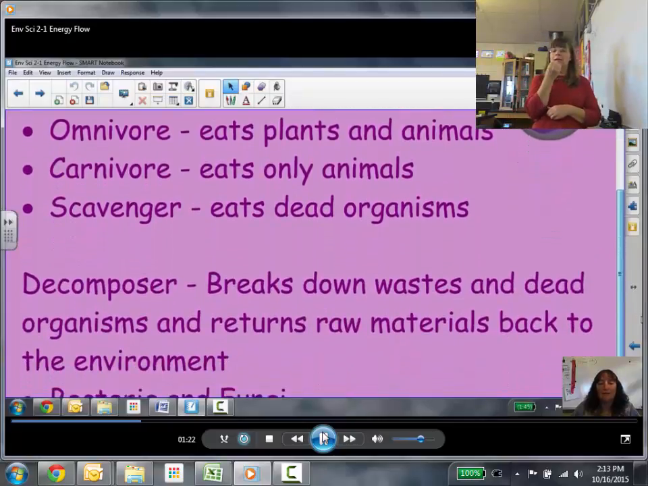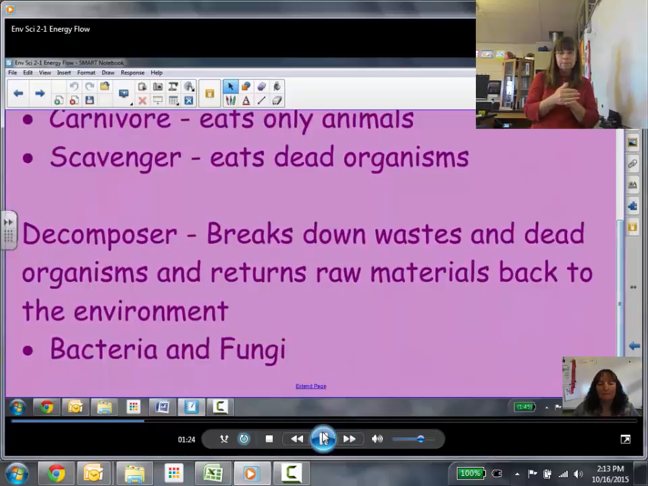Then there's something called the decomposer. The decomposer breaks down waste and dead organisms and then returns those raw materials back to the environment. Decomposers are the bacteria and fungi. They break those things that have died down into tiny little atoms and molecules and put those back into the ecosystem to be used in other things. So they're kind of the recyclers.